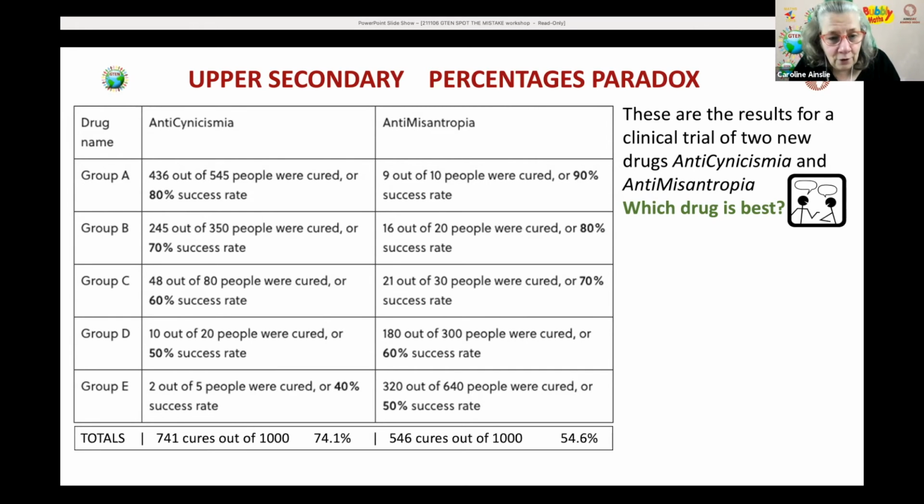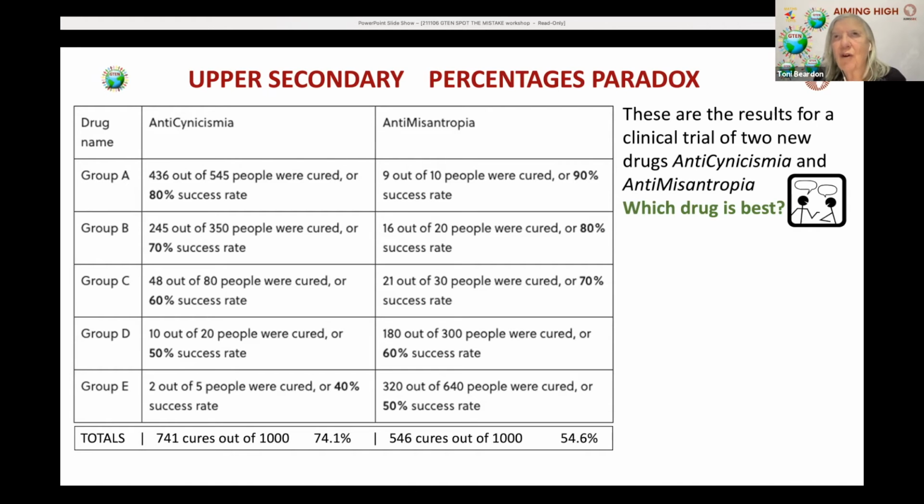And therefore, the end result is, even though the percentages were higher for anti-misanthropia, the anti-cynicismia actually had a better result. And that is definitely counterintuitive. But it is very important because medical trials are all based on this sort of grouping.